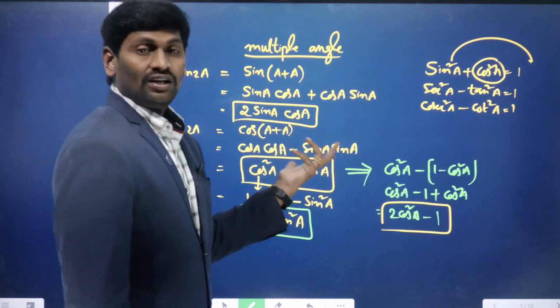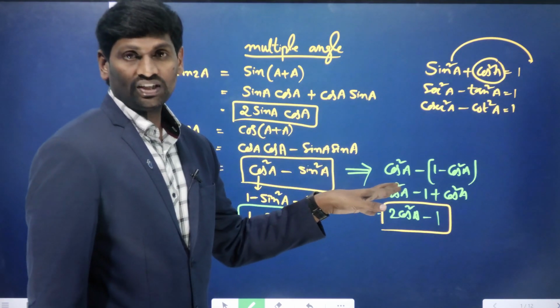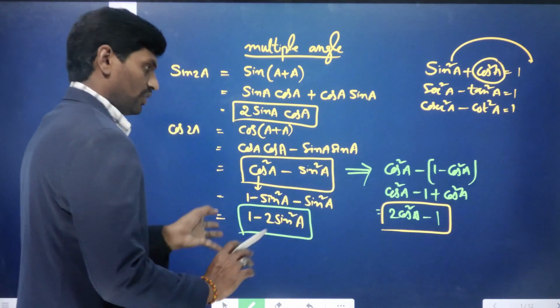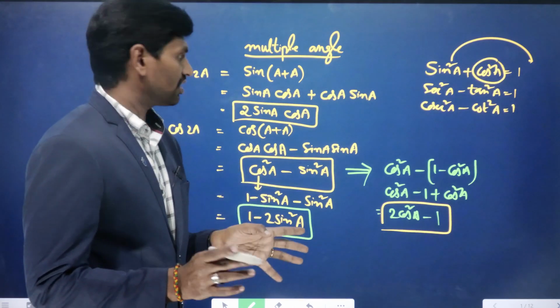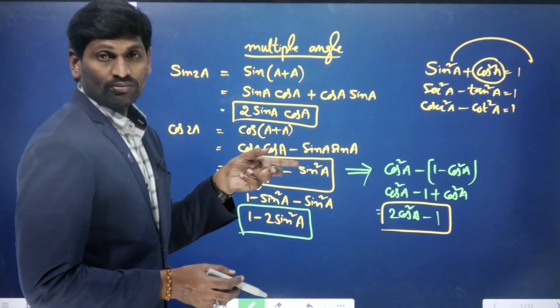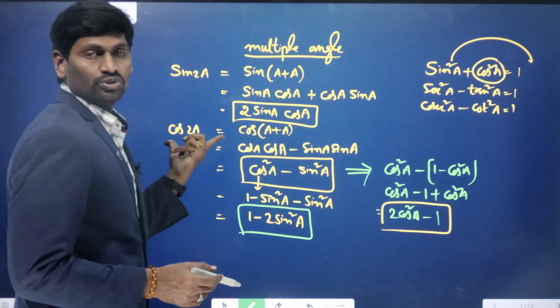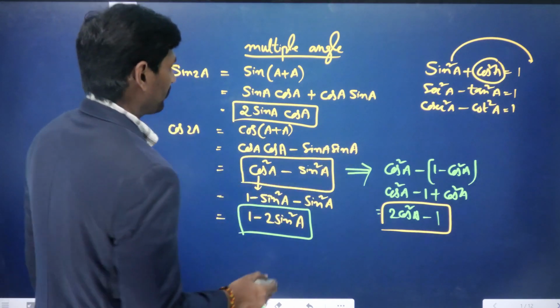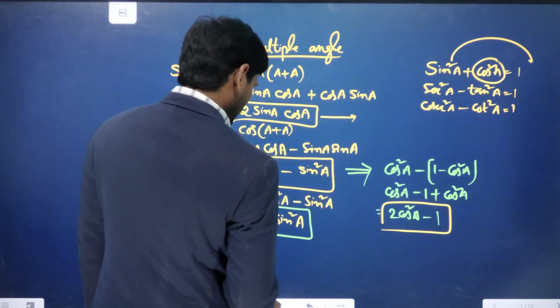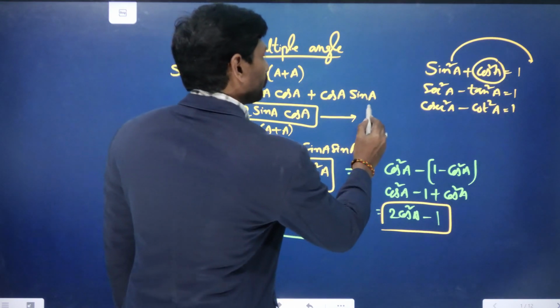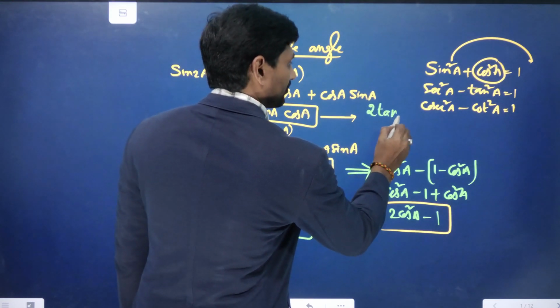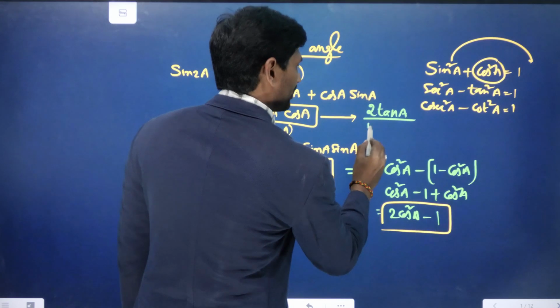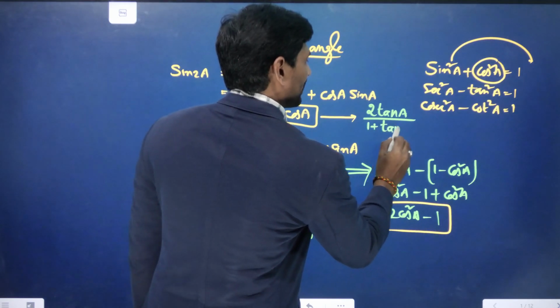Still, in terms of tan also there will be formulas. That also has a derivation and all, so we are not going to discuss the derivation part. Let us write the formulas of sin 2A, cos 2A in terms of tan. So in terms of tan, we will have 2 tan A by, just remember the formula, 2 tan A by 1 plus tan square A.